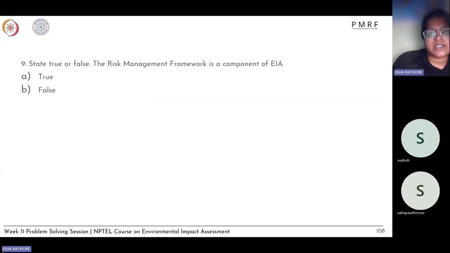State true or false. The risk management framework is a component of EIA. Is the statement A true or B false? Okay, we have one answer A. So the statement is true. The risk management framework is a component of EIA if there are any risks or hazards associated with the development of that project. So the risk management framework is then used. So the statement is true. Moving on to the next question.